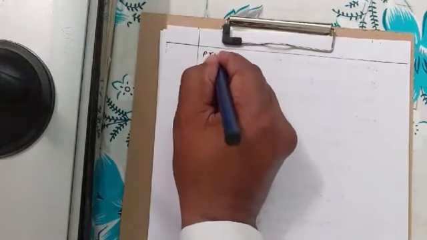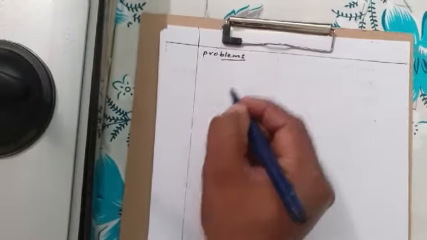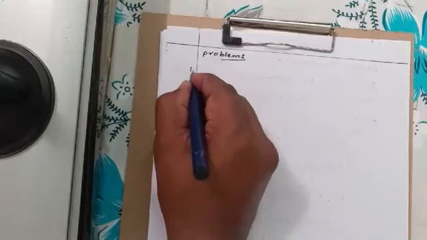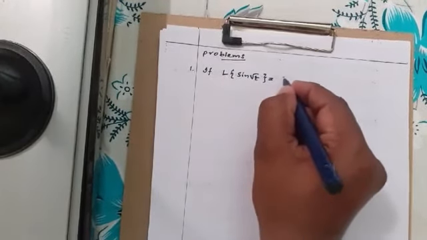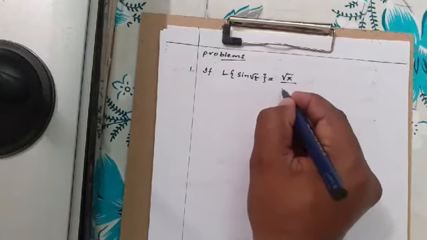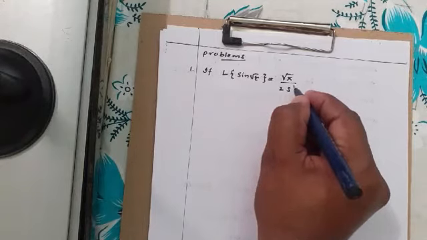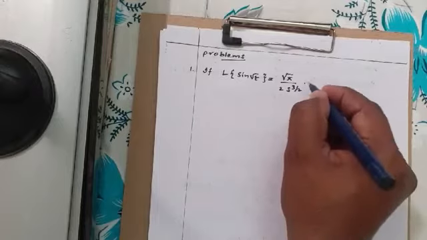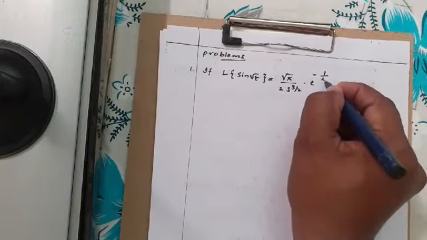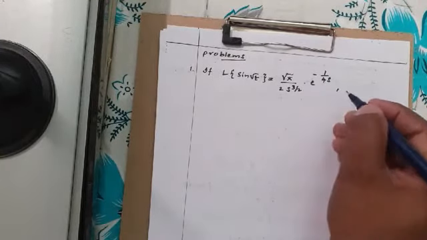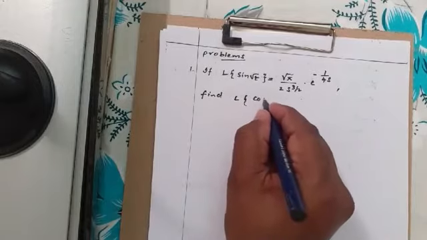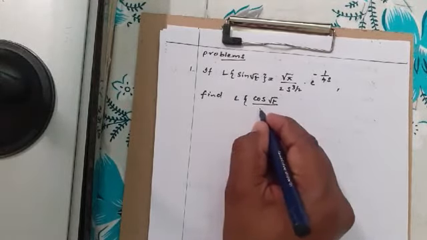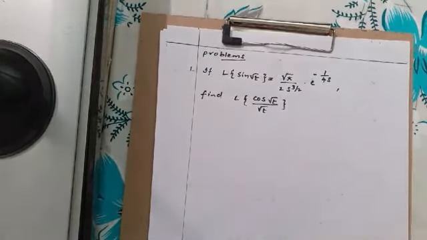First problem: if Laplace of sine root t is equal to root pi upon 2 into s power 3 by 2, into e power minus 1 upon 4s, find Laplace of cos root t upon root t. We have to find this one.